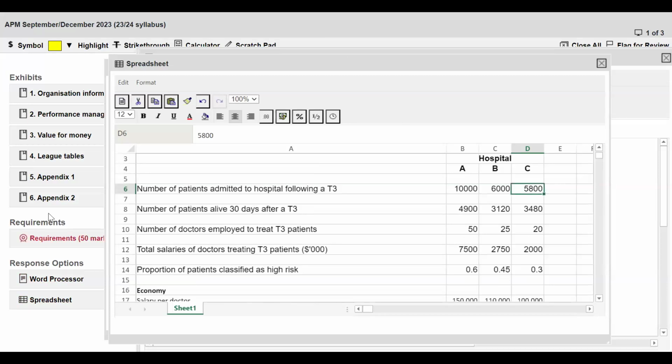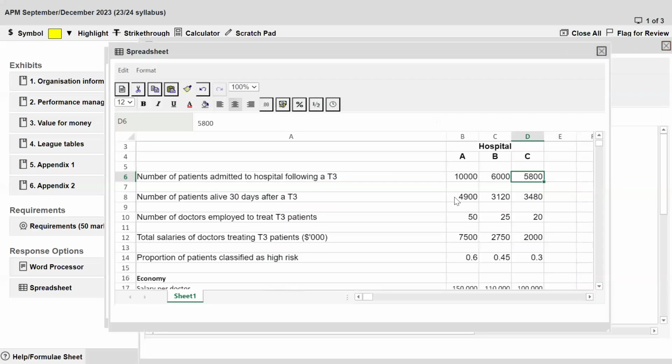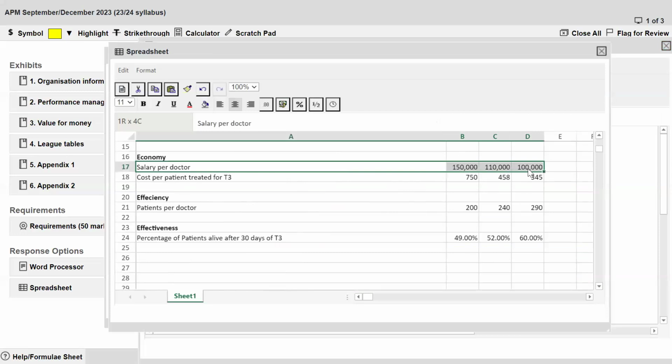So we have got this. Now, what do we need? It says the board has asked for a value for money assessment. In conclusion to your assessment, you are so and so. So now see what is going to happen. I can have either of these measures for the economy.